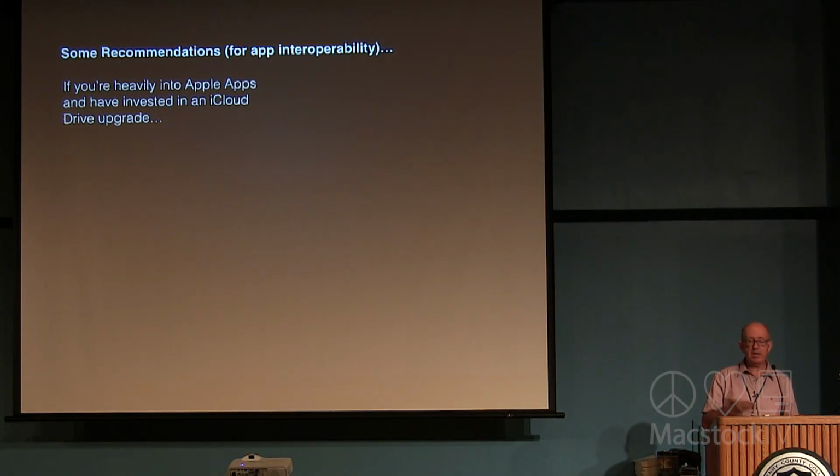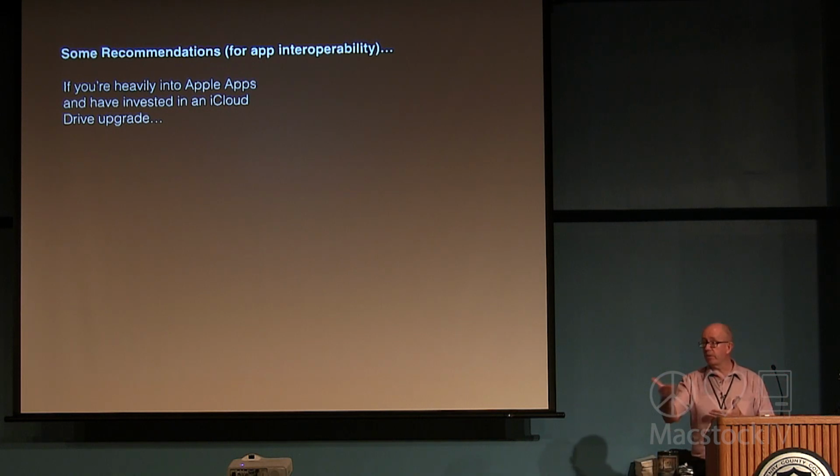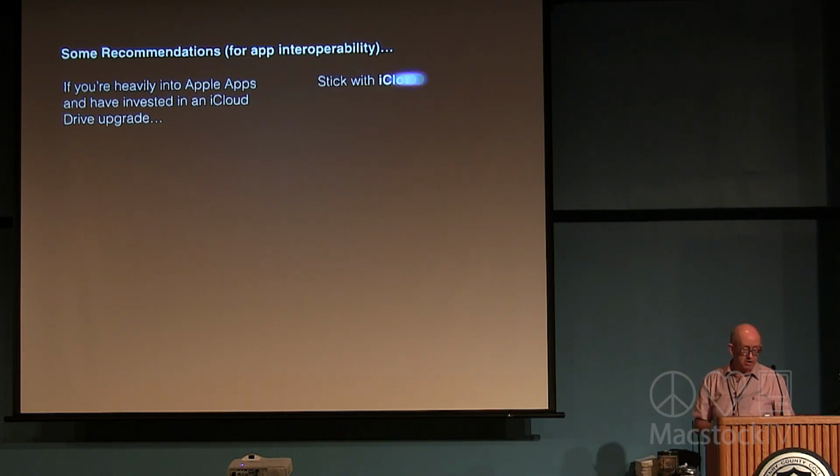So to summarize my recommendations, again, this is for app interoperability, if you actually want to have the Holy Grail of just having a single file. If you're heavily into the Apple apps and you've invested in an iCloud Drive upgrade, so you've gone for one of the increased storage tiers, just stick with iCloud Drive. It works great. It supports all the file actions, so you can do import, export, and open in situ. If you're using Pages or Excel, it will only actually use iCloud Drive anyway. You can export it, but if you open an app, you open it from iCloud Drive. When it's saved back into iCloud Drive, it all synchronizes. And it does actually work pretty well.